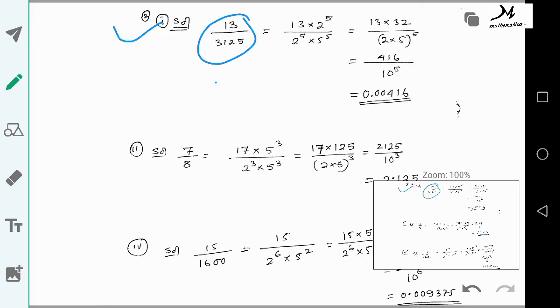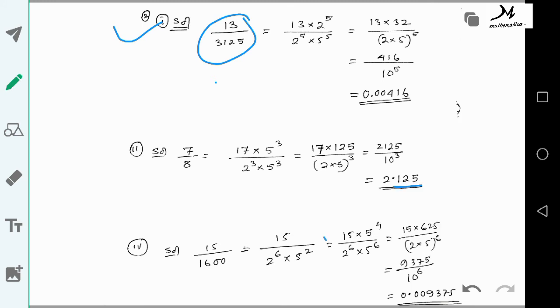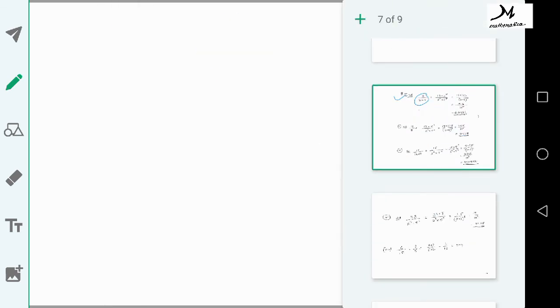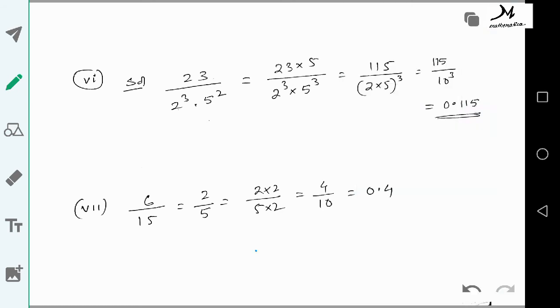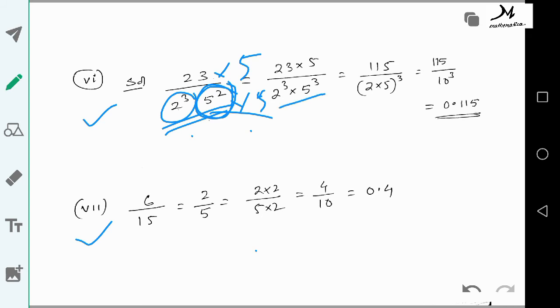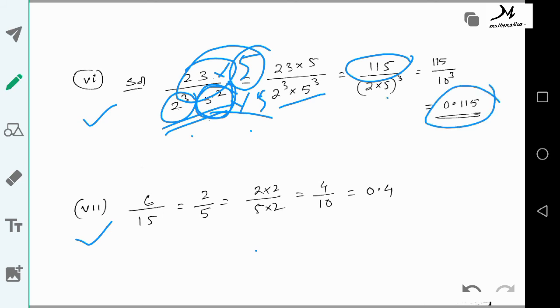I hope you will try yourself. These are already done here below this one, these are the other two. I'm not going to explain those, these are very simple. Let me explain this one at least. Here you see 2 to the power 3, 5 to the power 2. So in order to make it 5 to the power 3, I have multiplied here by 5 and here also by 5. 5 into 5 square gives 5 cube, and 5 into 23 is 115. So then we have got this.